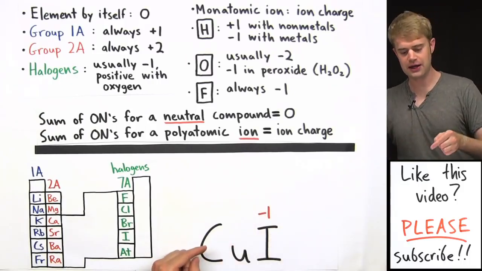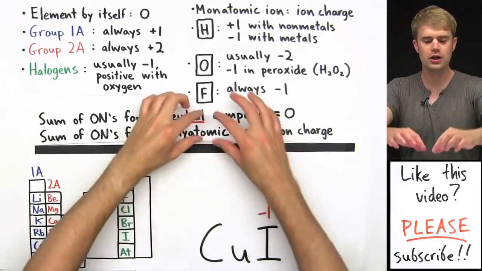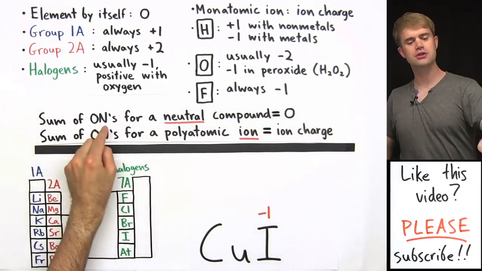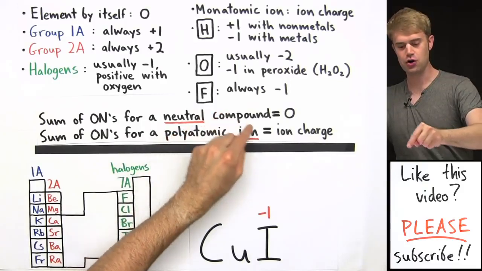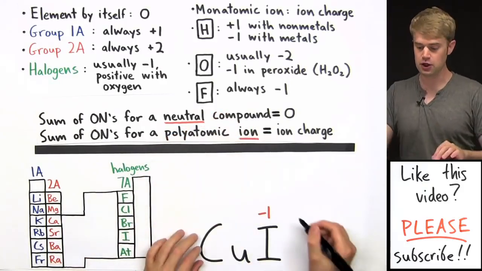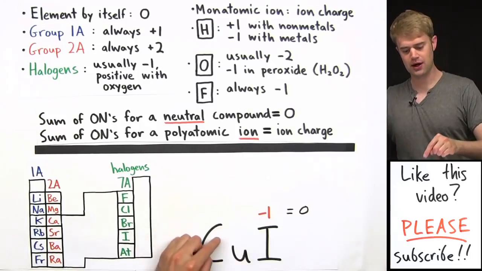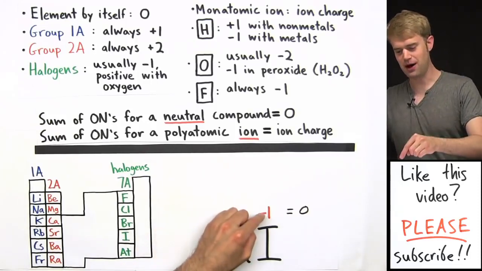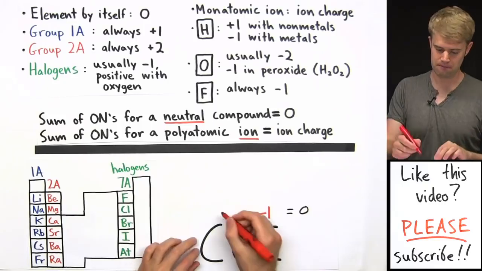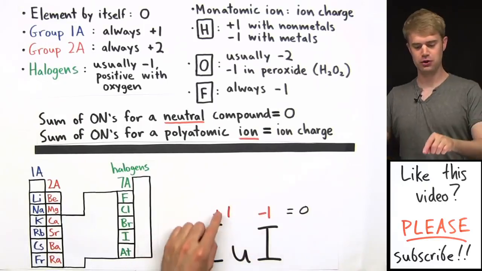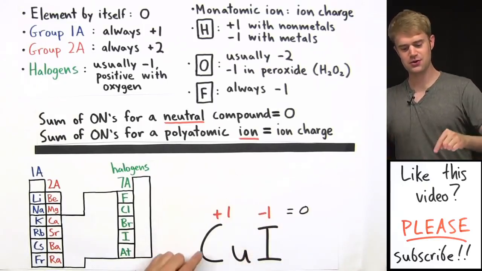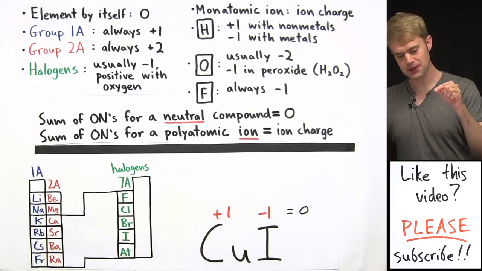To figure out the oxidation number of Cu, we're going to use this rule, that the sum of oxidation numbers for a neutral compound should equal 0. This is definitely a neutral compound, so whatever the oxidation number on Cu is, when added with -1, should give us 0. And that is going to be +1. +1 -1 is 0, so the oxidation number on Cu is +1.